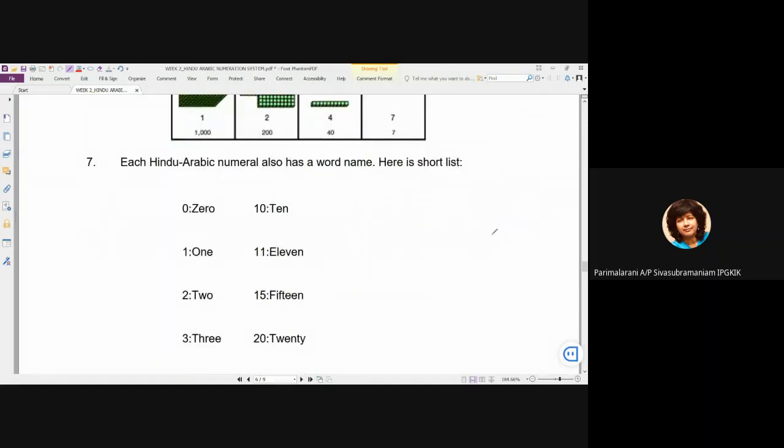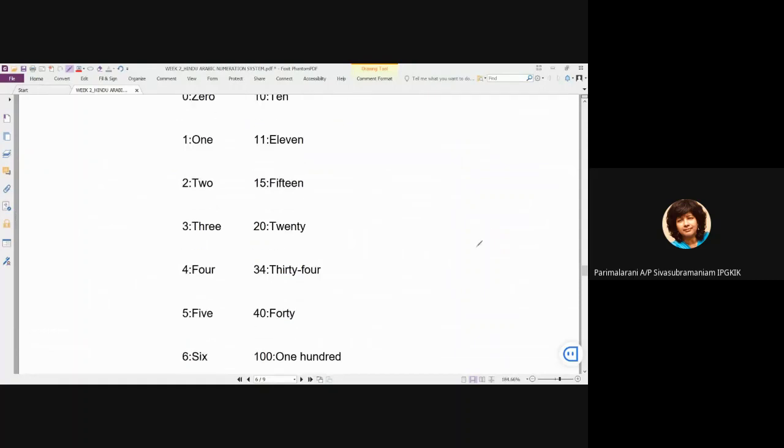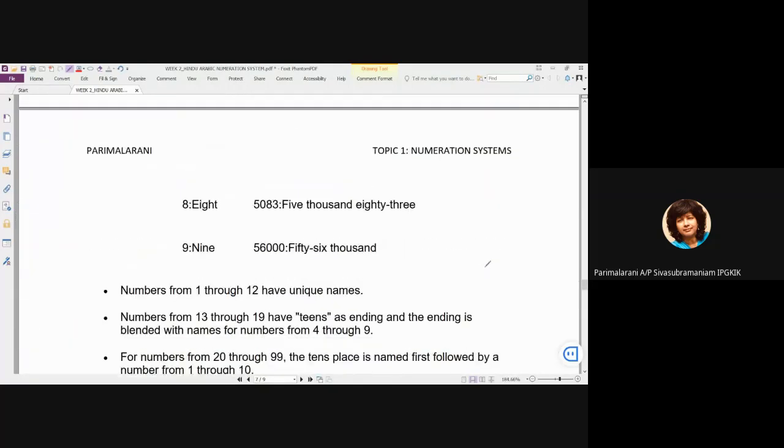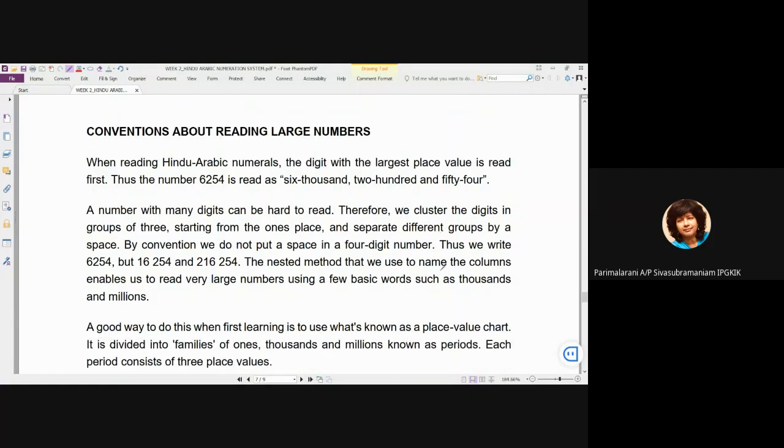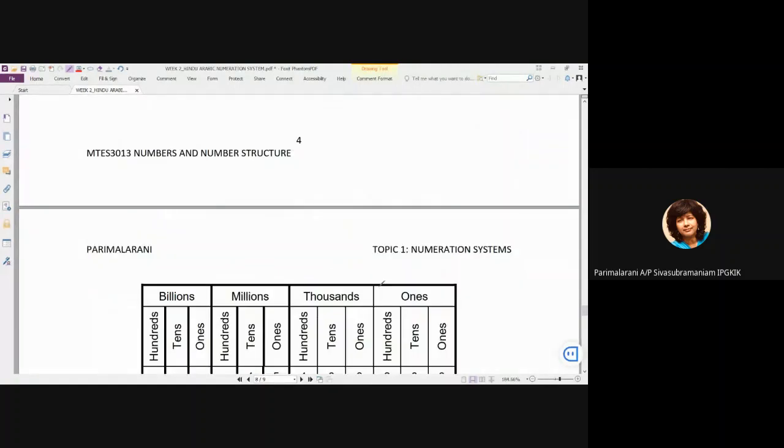Each Hindu-Arabic numeral also has a word name. All this you already know, so we're not going to look at that. We're going on to conventions about reading large numbers. The digit with the largest place value is read first. When we read numbers, we read from left to right. When we identify place values, we go from right to left. So how do we read numbers? This we have to know very clearly. Let's look at an example.